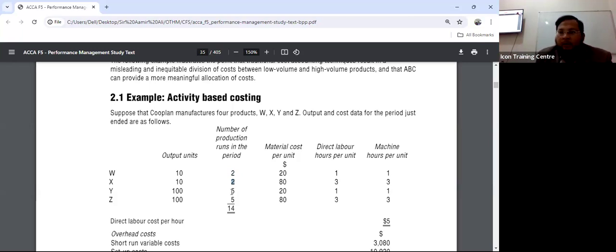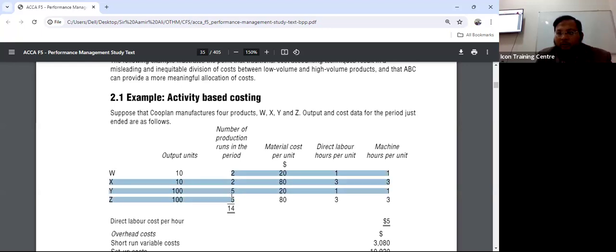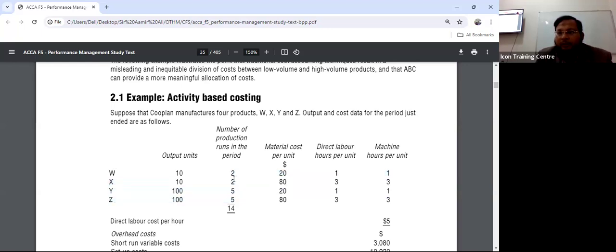be run. Now, from this point of view, we can understand that obviously we are producing lesser units for W and X. That is why they are requiring lesser production runs. But as far as Y and Z are concerned, we are producing more units and they are requiring more production runs. Now, from these figures, we can also assume that the product which is consuming more production runs will cost us more as compared to those products which are consuming lesser production runs.